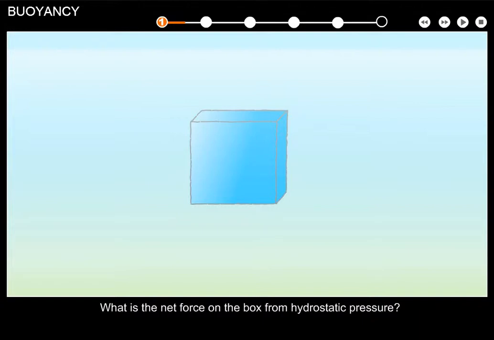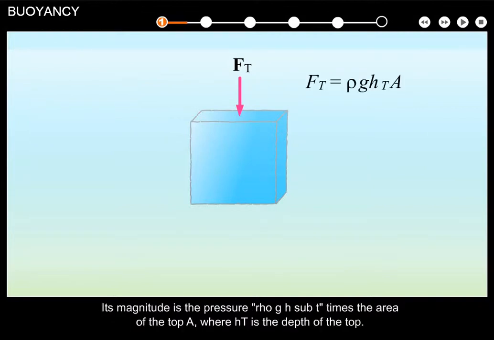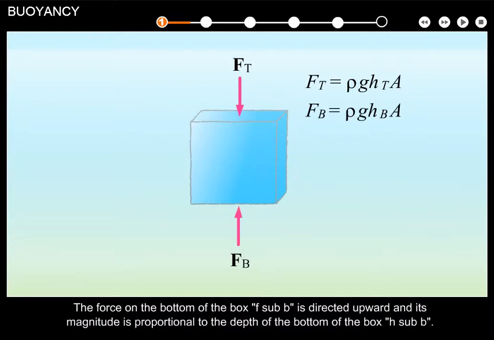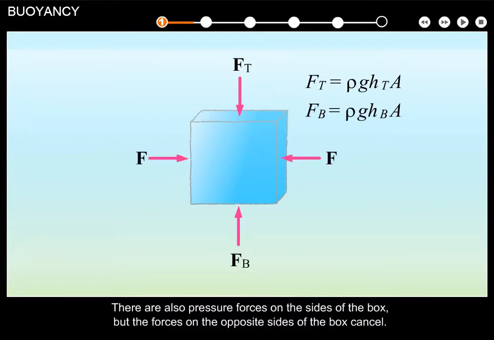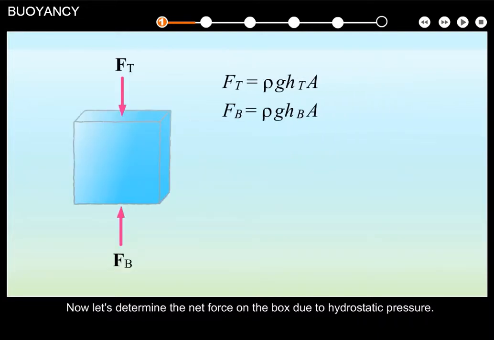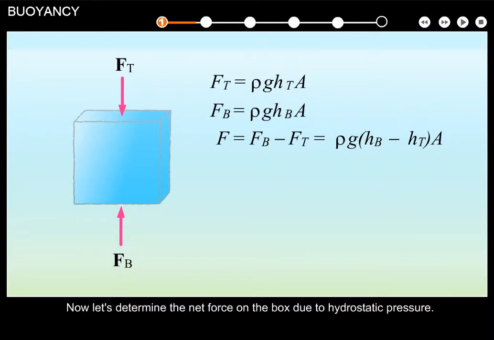What is the net force on the box from hydrostatic pressure? The force due to pressure on the top of the box, F sub t, points down. Its magnitude is the pressure, rho g h sub t, times the area of the top A, where h sub t is the depth of the top. The force on the bottom of the box, F sub b, is directed upward, and its magnitude is proportional to the depth of the bottom of the box, h sub b. There are also pressure forces on the sides of the box, but the forces on the opposite sides of the box cancel. Now let's determine the net force on the box due to hydrostatic pressure.